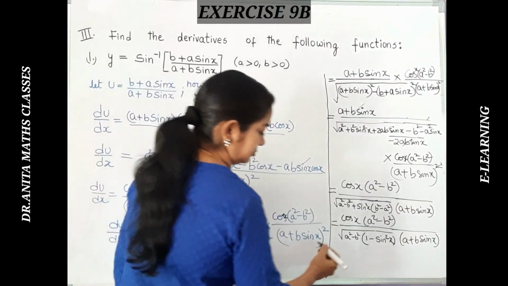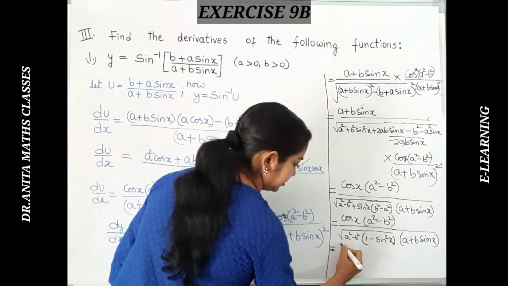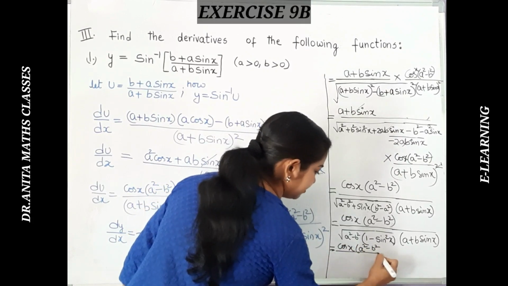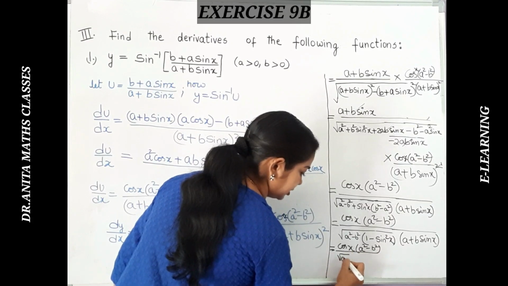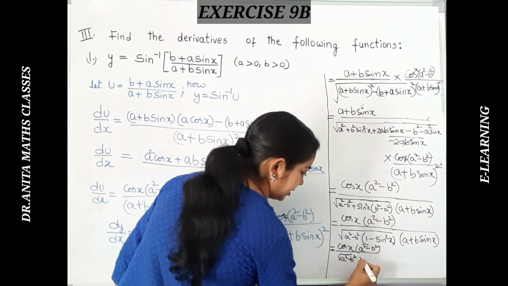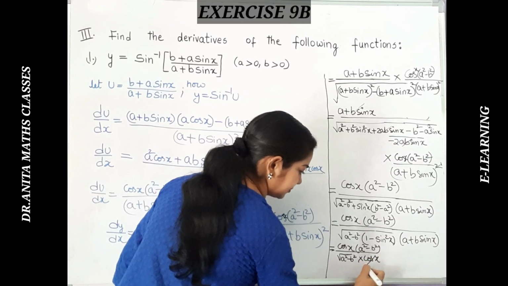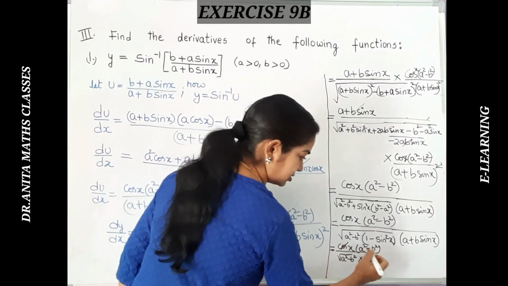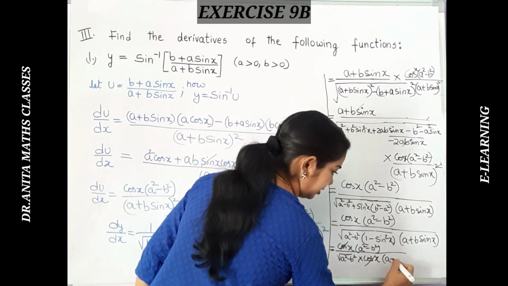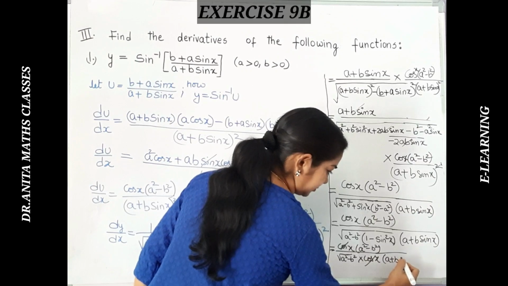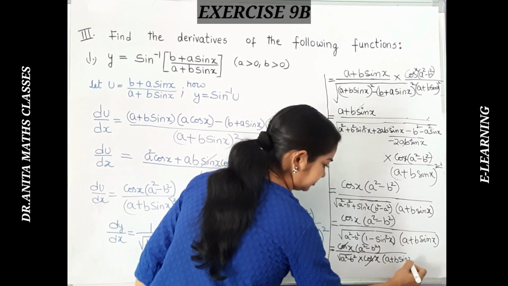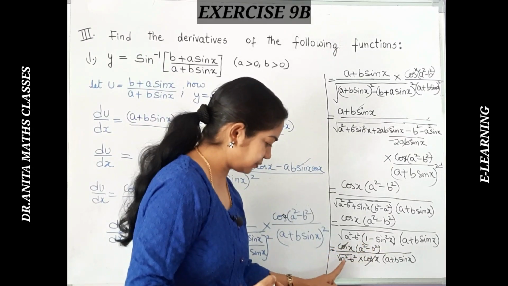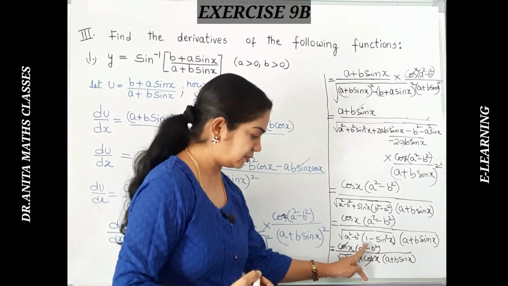Let me, if you can see this part. So cos x a square minus b square divided by, here you get under root a square minus b square multiplied by cos x here, because 1 minus sine square x is cos square x, under root that is cos x. Cos x goes off, and still we have a plus b sine x. Okay, a plus b sine x. This part remains. So here also this goes off, square root and this one. So here you get square root.